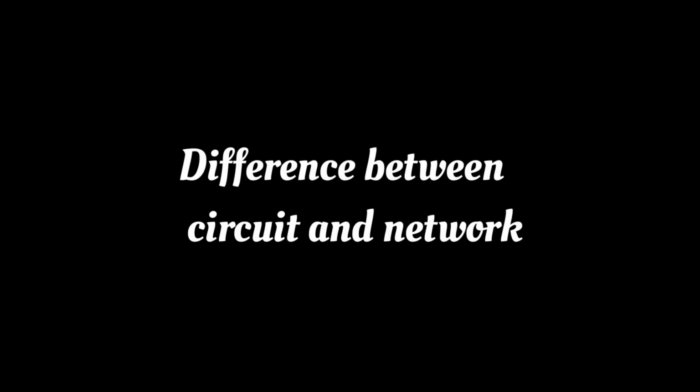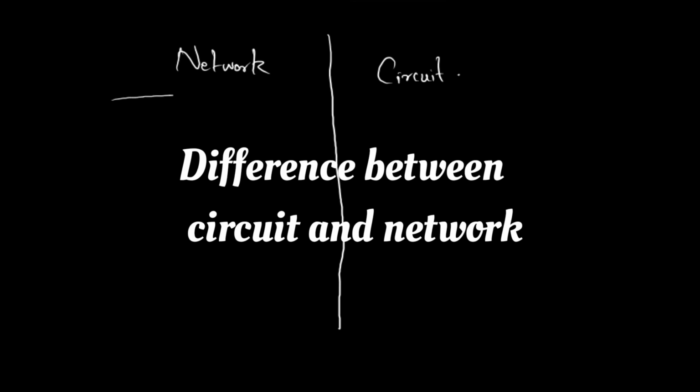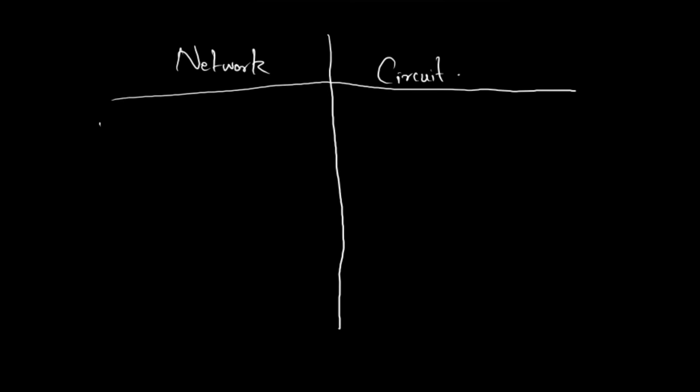First, let's discuss the difference between a circuit and a network. What is a network? A network is a combination of elements and it may or may not have a closed path.